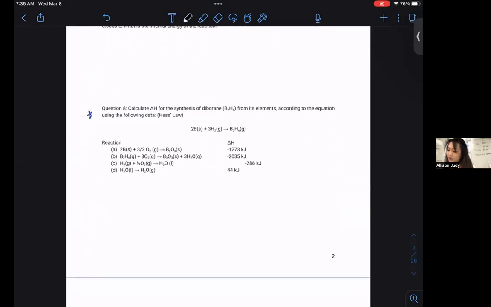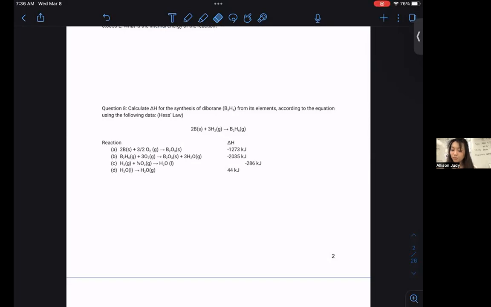Okay, next walkthrough problem, question 8. Calculate the total energy change for the synthesis of diborane from its elements according to the equation using the following data. And this is a Hess's law question. So remember, Hess's law is one technique for calculating the total enthalpy of a reaction where we do some algebraic summation with smaller reactions to sum up to equal our overall reaction.